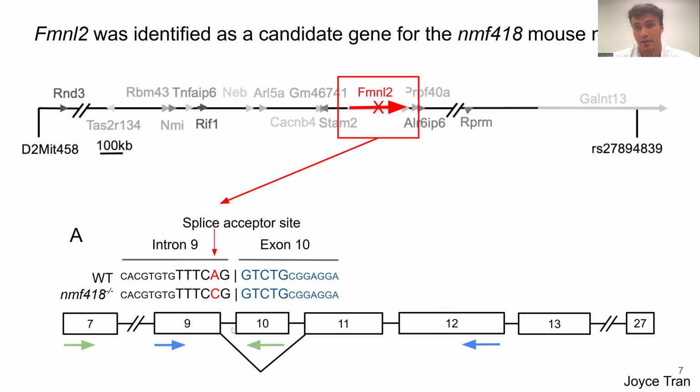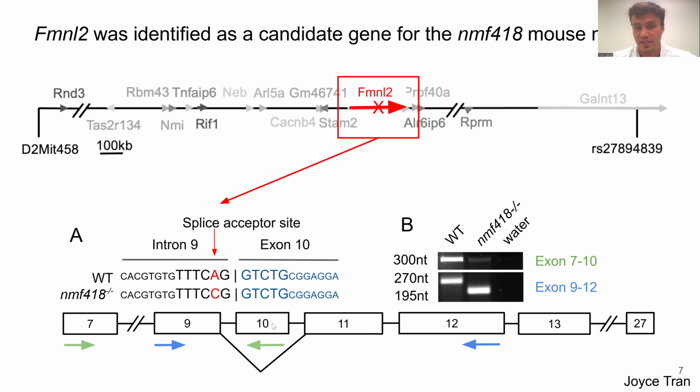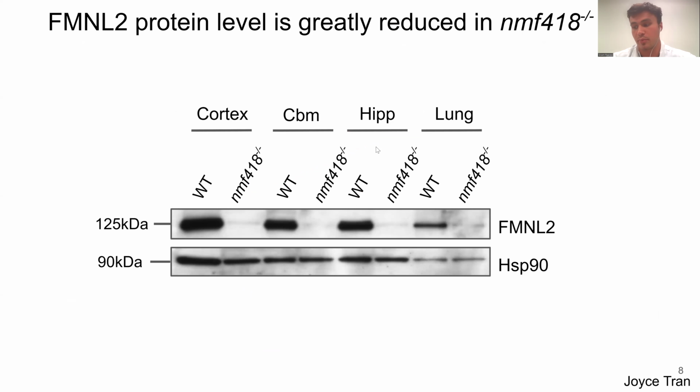And this is indicated through gel electrophoresis, where we can see on the left here, there is a wild type band that has a length of 270 nucleotides, and on the right here there is a homozygous mutant band that has a length of 195 nucleotides, and that corresponds to the length of exon 10 that is being improperly spliced out.